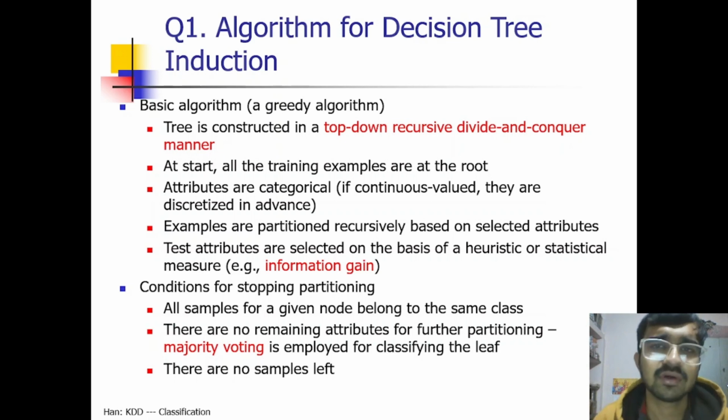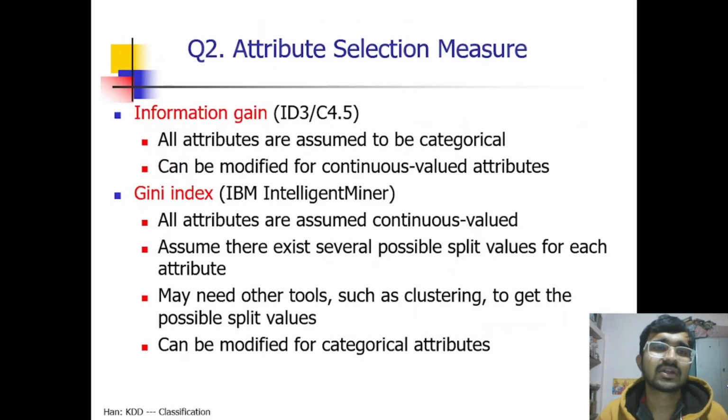Now let's move forward to our next question. That is question 2, attribute selection measures. We have to provide attribute selection measures that we can use for decision tree making. So here we have two methods. First is information gain, which is also called ID3 or C4.5.